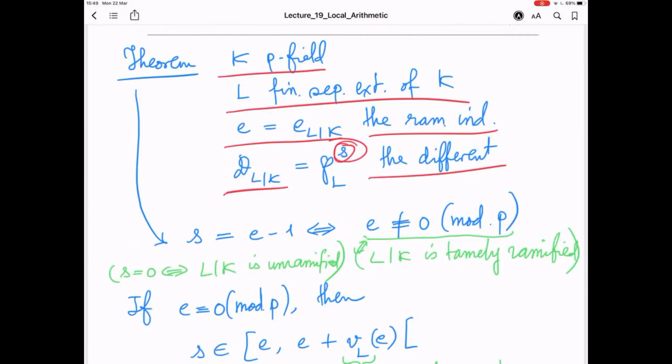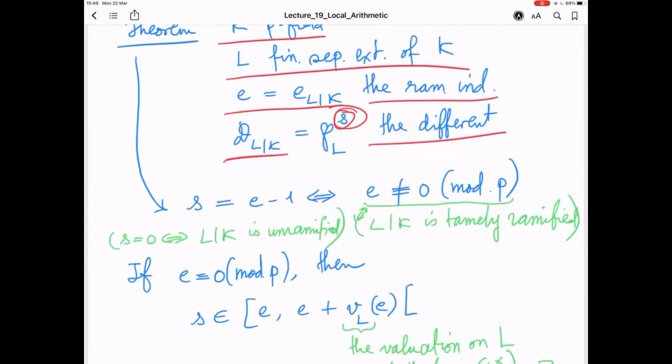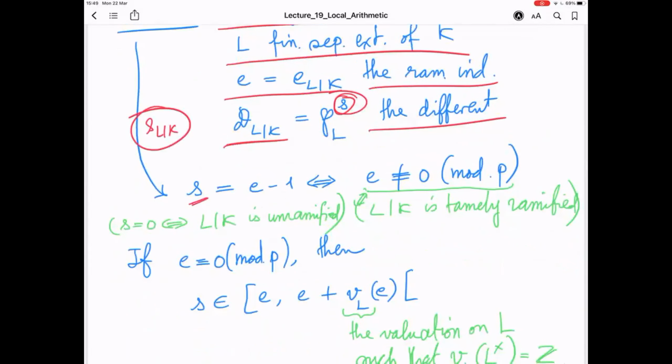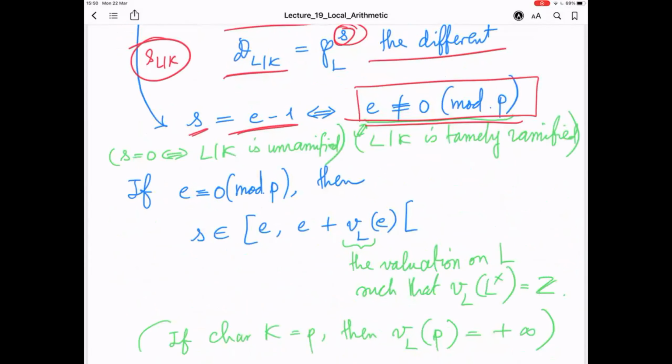So that's the first part of the theorem. There's more coming, but even this first part, recall that this condition E prime to P is the same as saying that L over K is tamely ramified. I'm just recalling the terminology.